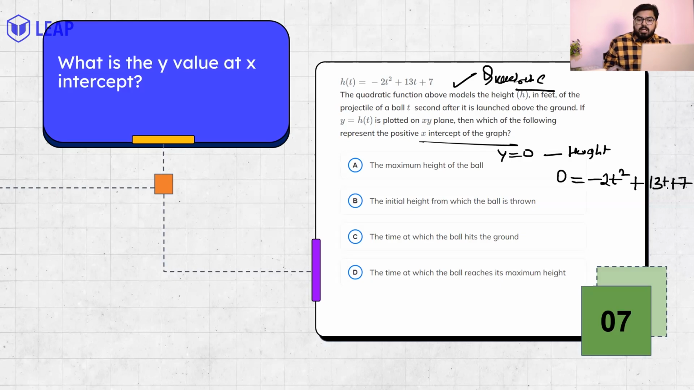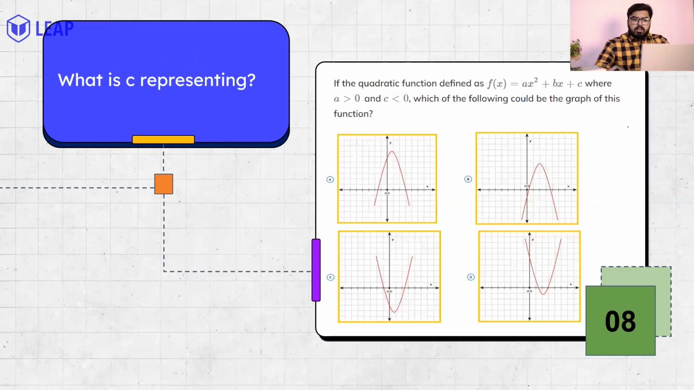So height is 0. And when the height is 0, it means it is the time when the ball hits the ground, because when the ball hits the ground, the height is 0. So when you put height as 0 and solve it, you will get those time values of t when the height is 0, meaning when it is hitting the ground. So it will give you the time when the ball hits the ground, right? That is the x-intercept. So just one thing: at the x-intercept, put y as 0; at the y-intercept, put x as 0. Okay. The last question, please do it and then come back.